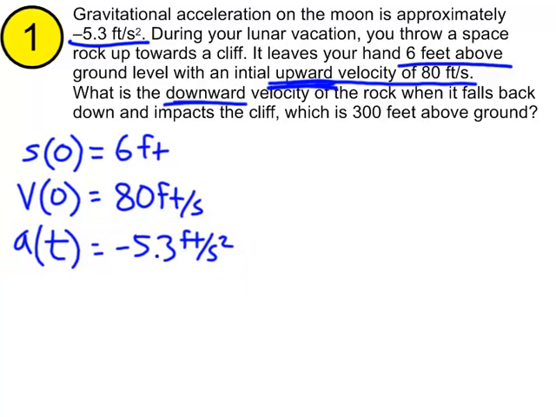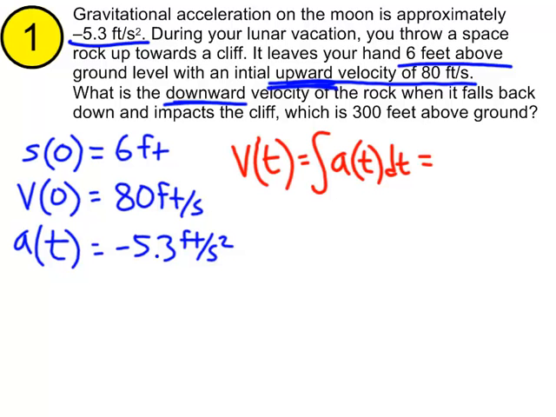All right, so since acceleration is the derivative of velocity, then velocity must be the antiderivative of acceleration, right? So that's what we're going to say here. The velocity is a function of time. The general velocity equation will be the antiderivative or indefinite integral of acceleration, dt. And in this case, that is the indefinite integral of negative 5.3. The units are understood to be the imperial units, feet per second squared, dt. And when I go ahead and antiderive that, we get negative 5.3 t.